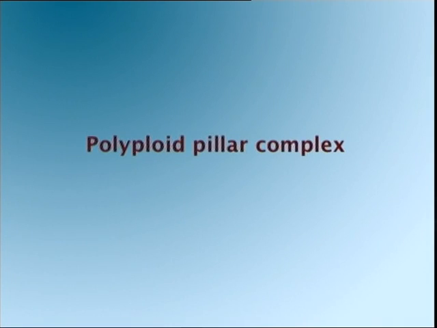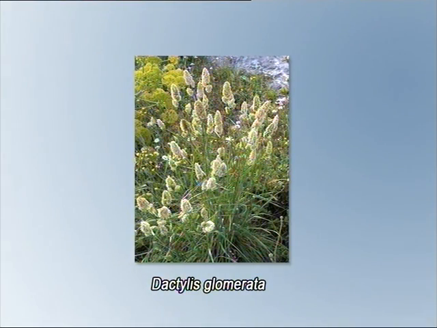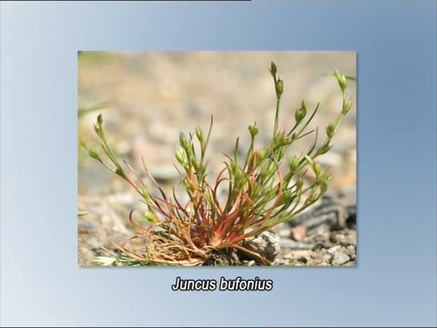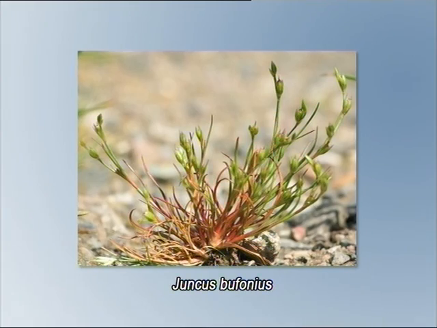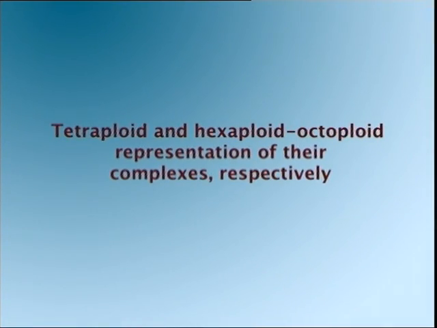Such a situation is described as a polyploid complex, and examples are to be seen in the Dactylis glomerata and Juncus bufonius complexes. The names Dactylis glomerata and Juncus bufonius strictly refer to the tetraploid and hexaploid, octoploid representatives of their complexes respectively. In both cases, a number of diploid species can be segregated from them.